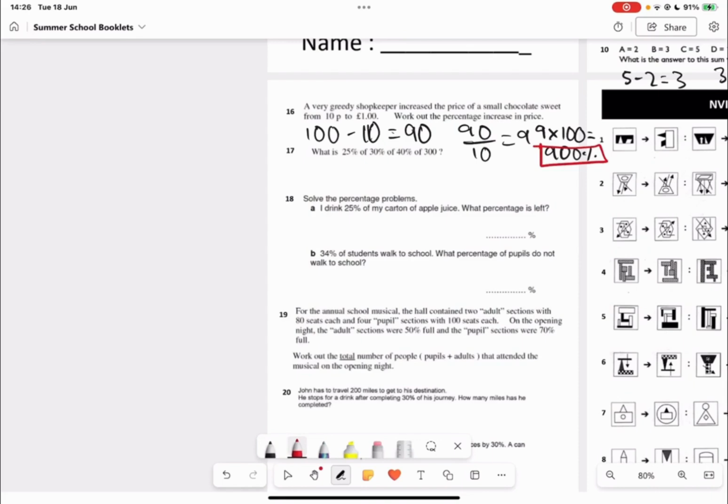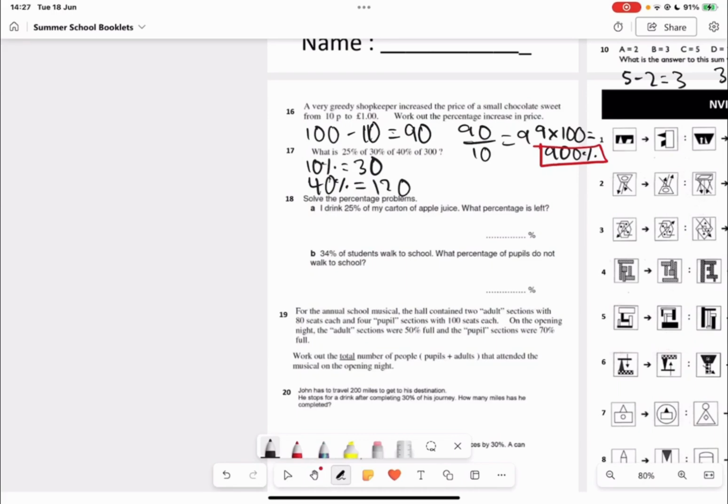So then 25% of 30% of 40% of 300. So first we have to find 40% of 300, and then 30% of that, and 25% of that. So 40% of 300, well, first we find what 10% is. So 10% will be equivalent to 300 divided by 10, which is 30, and then we multiply by 4 to get 40%. And that gives 120.